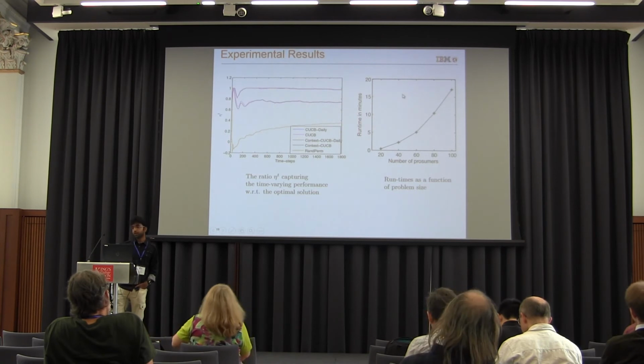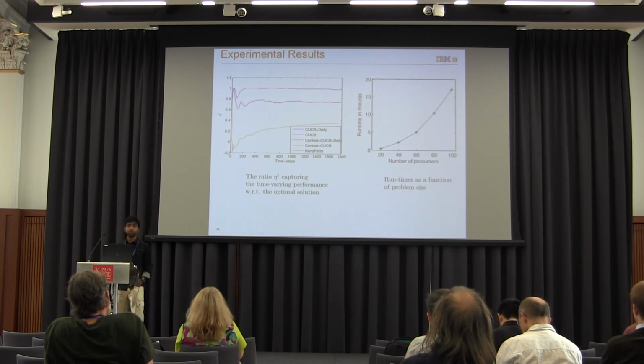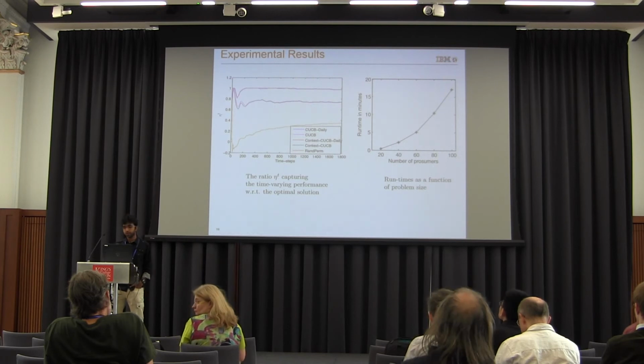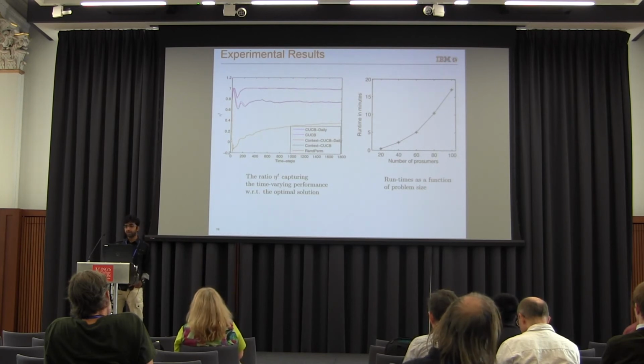Second plot shows the runtime of CUCD over number of prosumers. So as you can see, from 60 onwards it is kind of linear. This is because of using the knapsack approximation algorithm. If you had used the exact knapsack solution, you would see it to be exponential in nature.